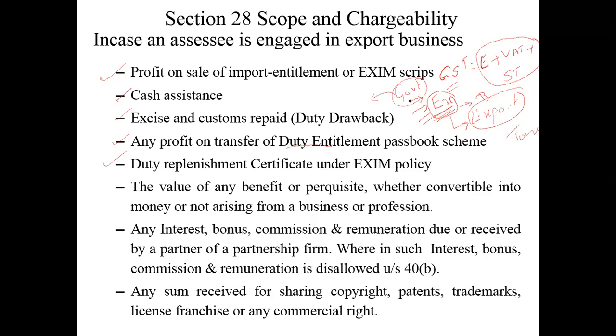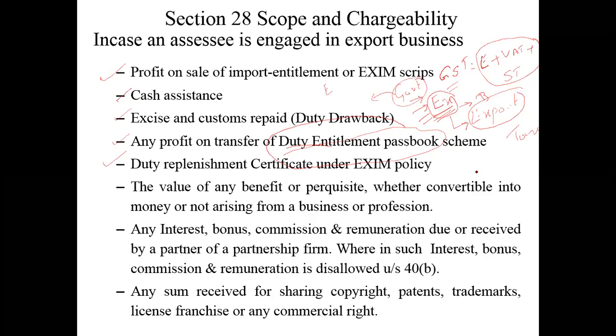So what the government does, the government will record all these transactions into a book, and that is what we call the duty entitlement passbook scheme. After a certain number of years, when the amount matures to a certain level, the government says hereafter you don't have to pay tax because the money is lying with us.